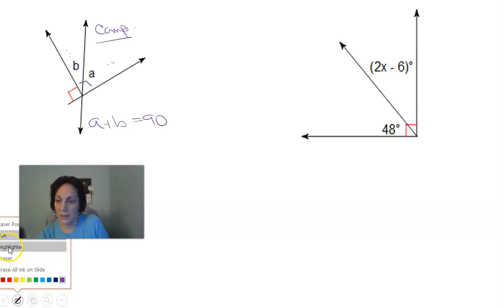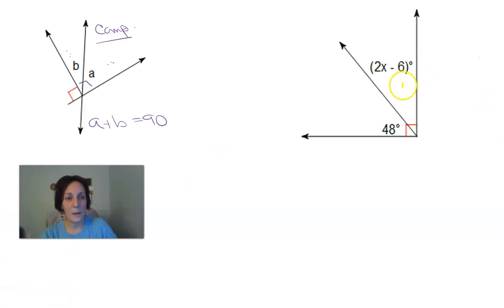All right, so let's grab our highlighter. I'm going to use yellow this time. This angle, yellow, and I'm going to color way out here so I can grab that 2x plus 6. And my coloring is superb. Okay, so I have a yellow blob.